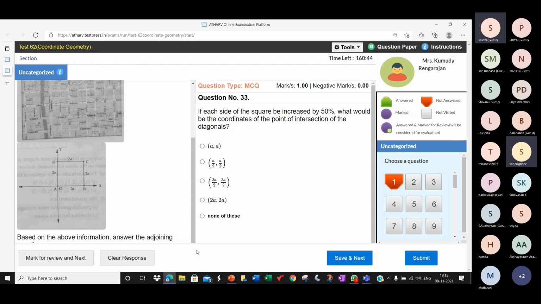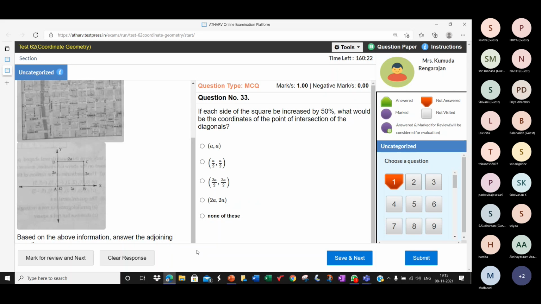What is the new side? 3a, ma'am. If each side of the square is increased by 50%, meaning it's increased by half, then half of 2a is a, and it's increased by that. A is not the new side. It's increased by a units. So 2a plus a, 3a units.